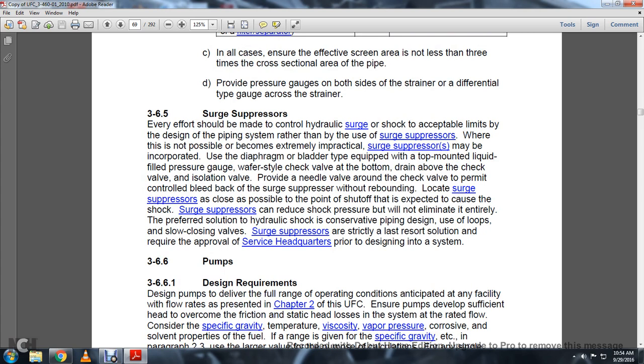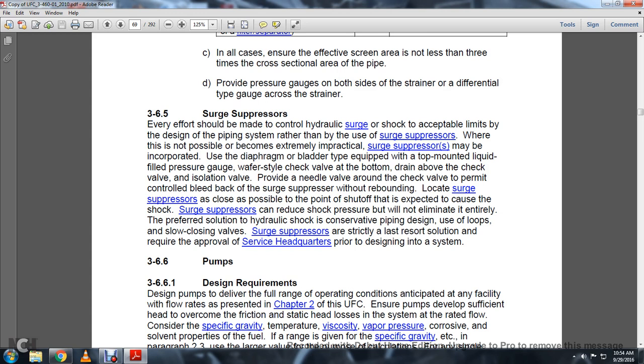Surge suppressors. Every effort should be made to control hydraulic surge shock to acceptable limits through the design of the piping system rather than by using surge suppressors. Where this is not possible or is extremely impractical, surge suppressors may be incorporated, using a diaphragm or bladder type of equipment with a top-mounted liquid-filled pressure gauge, water system style. Install a check valve at the bottom drain, with an isolation valve above the check valve.